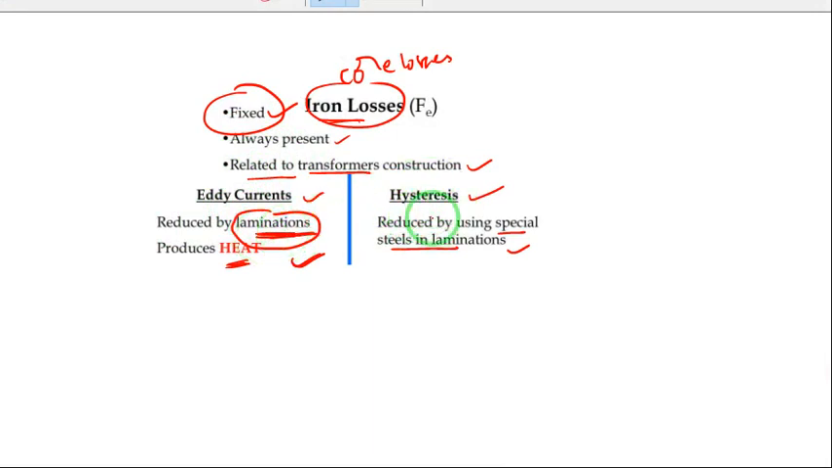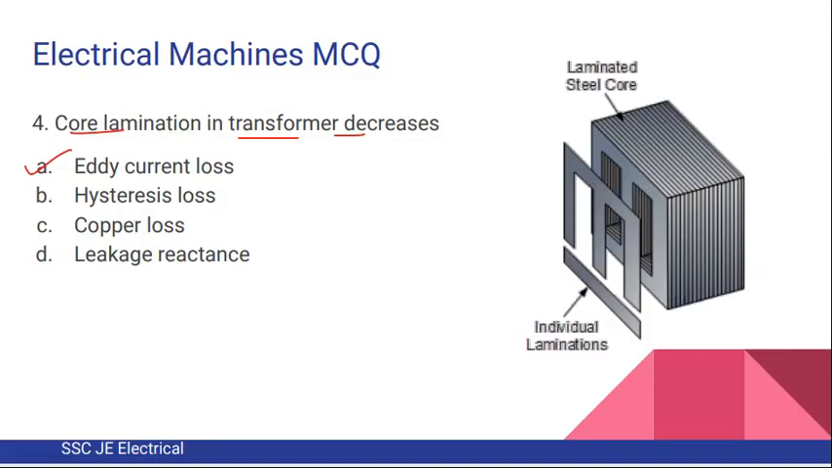Regarding hysteresis losses, they are reduced by using special steels in laminations. Don't confuse this. Hysteresis losses can be reduced by special steels in laminations, and eddy current losses can be reduced by just laminations. This is the individual lamination and the laminated steel core. All these are combined, this is the laminated steel core.